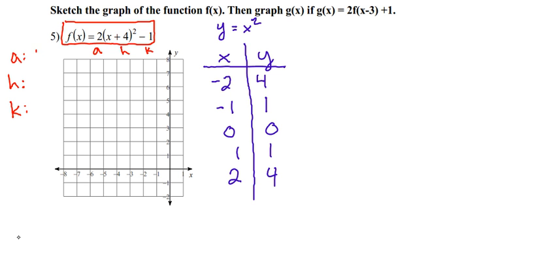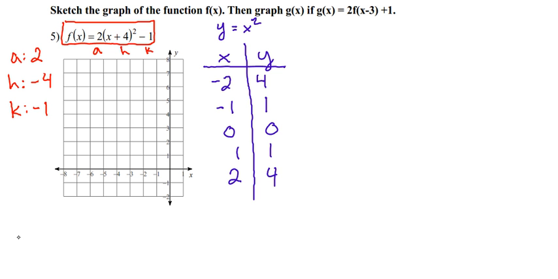All right, so our a value is 2. K value is negative 1. H, remember, it's weird. It's opposite. It's negative 4. Okay, and that's because the formula already has x minus built into it. So if you have minus a negative 4, that's where you get that plus sign.